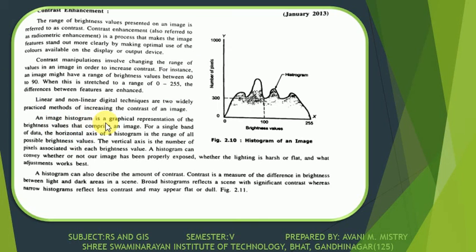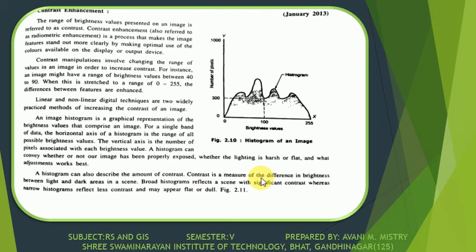An image histogram is a graphical representation of the brightness values that comprises an image for a single band of data. The horizontal axis of the histogram is the range of all possible brightness values. The vertical axis is the number of the pixels associated with each brightness value. The histogram can convey whether or not our image has been properly exposed, whether the lighting is harsh or flat, and what adjustments work best.